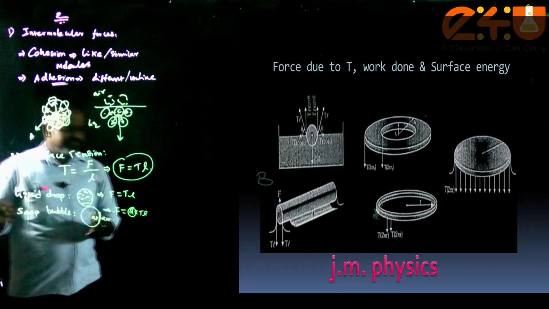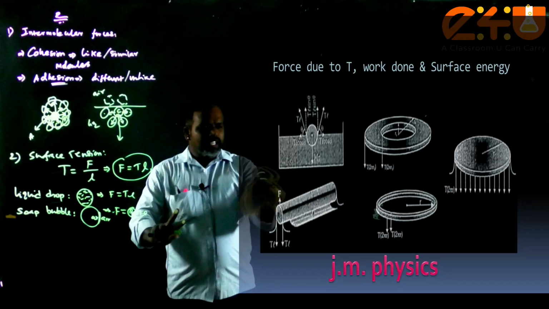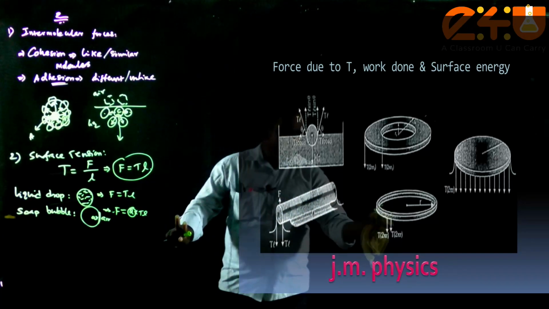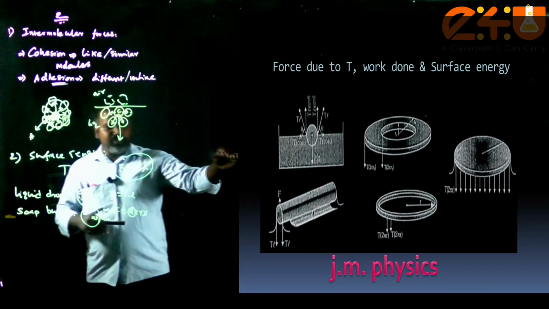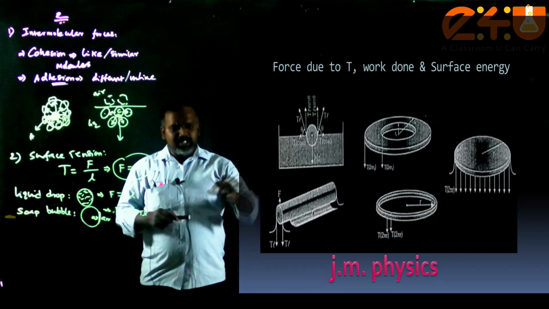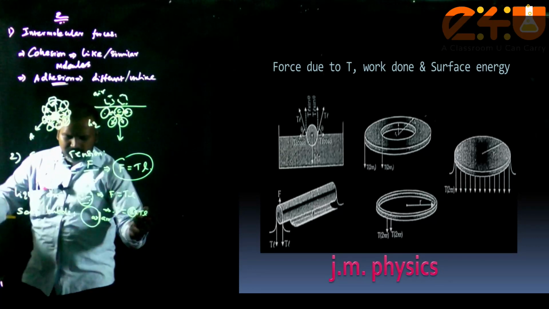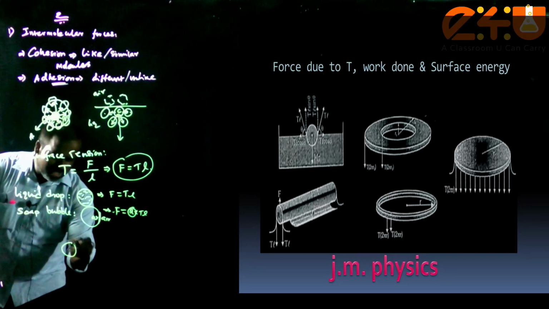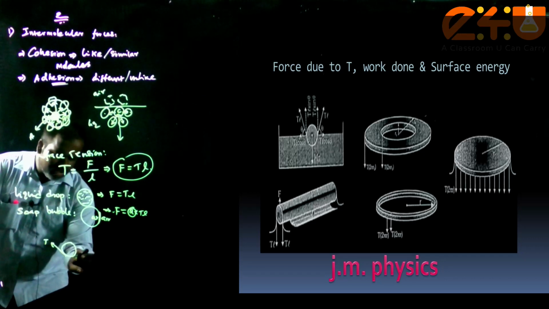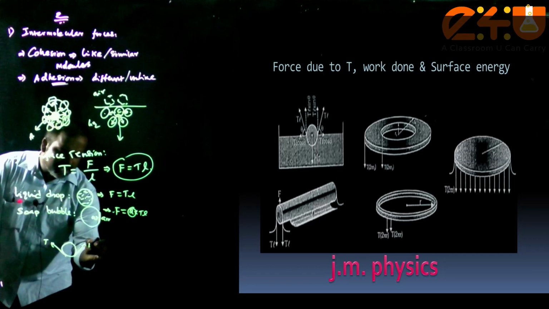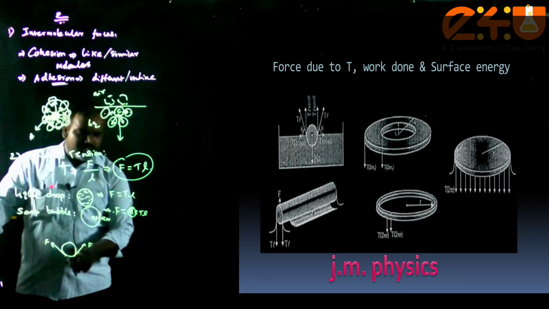Now we see the diagrams. There are different systems given. The first diagram shows a needle floating on the surface of the water. You can also see that some insects walk over the surface of the water. Here the needle is placed on the free surface of the liquid. This is the direction of surface tension, so this is the force F due to the surface tension, which acts tangentially at the contact point.